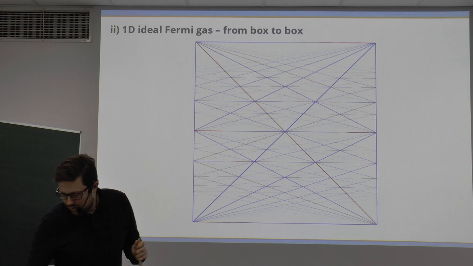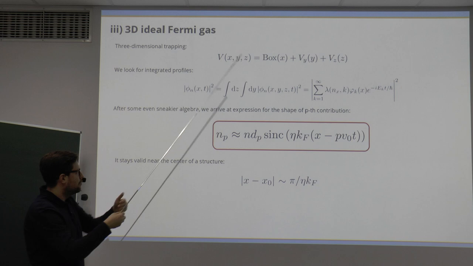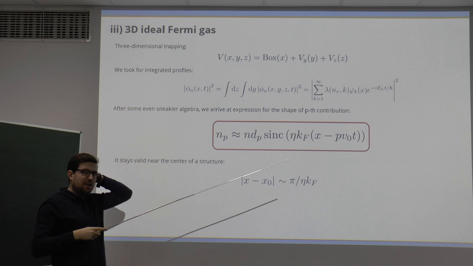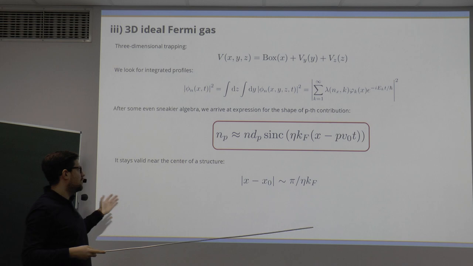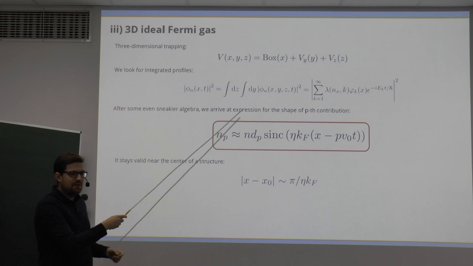So I told you all about the 1D case. Let's go to the three-dimensional case, in which in the x direction we have this initial situation with the box going to the larger box. And in the perpendicular spatial degrees of freedom, we have some arbitrary trapping. It can be either a box, harmonic potential, whatever. And instead of this single particle density, we are interested in the integrated profiles. We have this single particle density integrated over the spatial degrees of freedom.